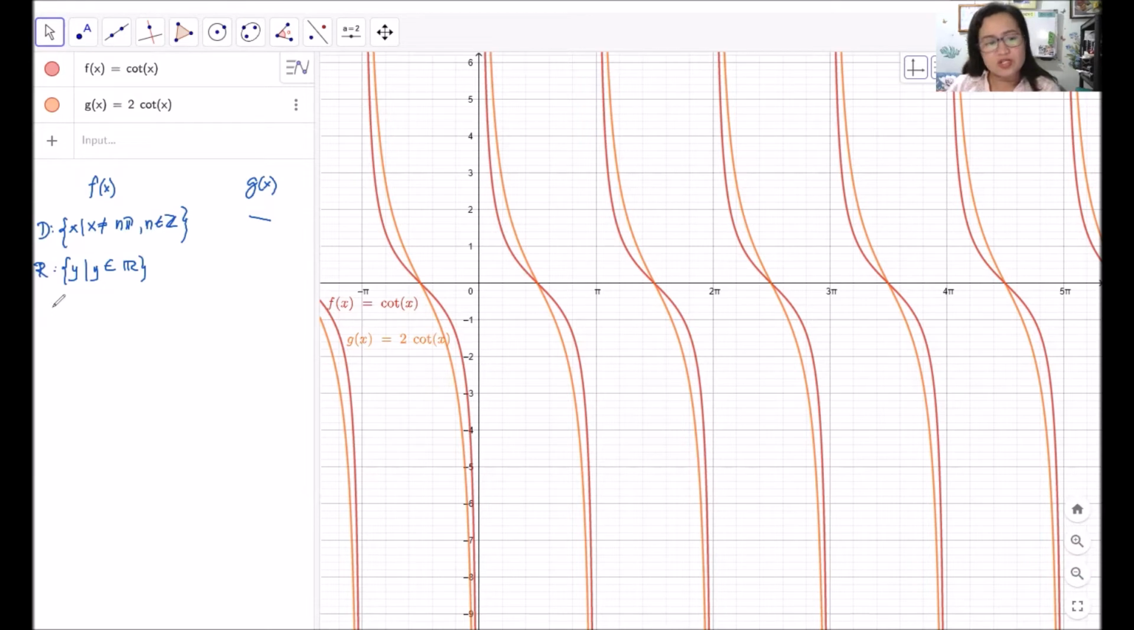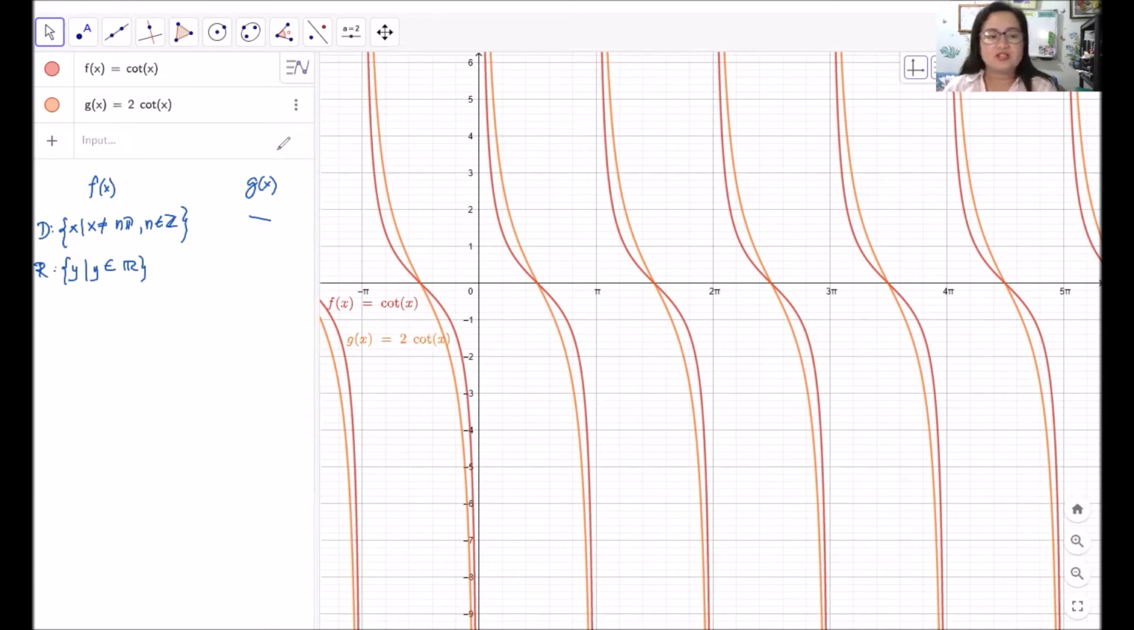In other words, changing the value of a in a cotangent function will not give a very significant effect on the domain and range, including the period. But we can just describe generally that the graph seems to be stretched away from the x-axis, that is, if the value of a has changed from 1 to positive infinity. If it's negative, the graph will just be reflected.